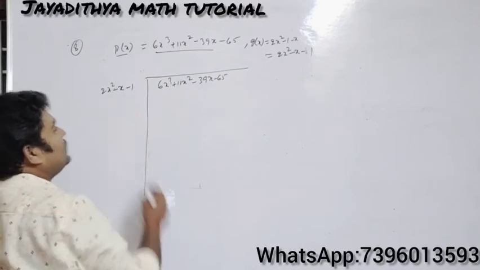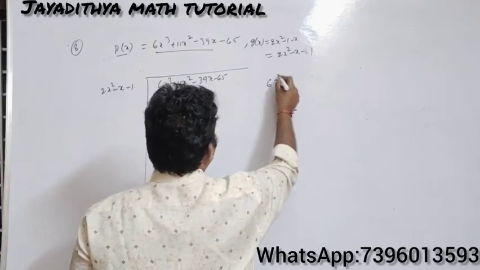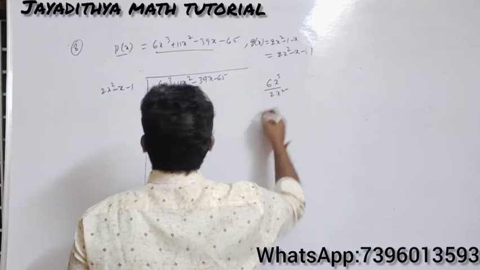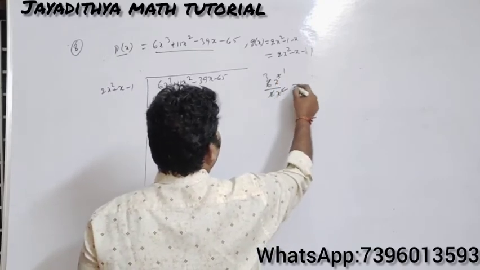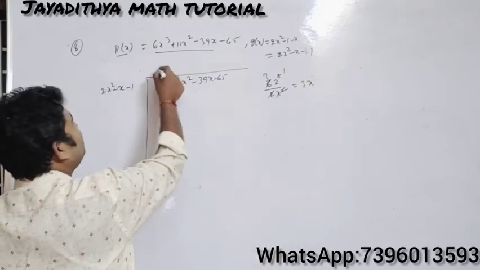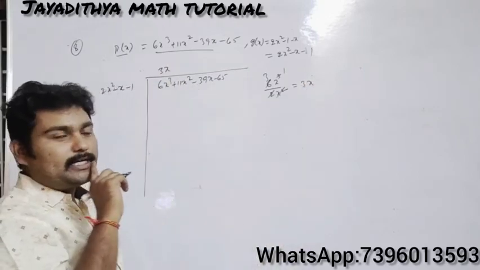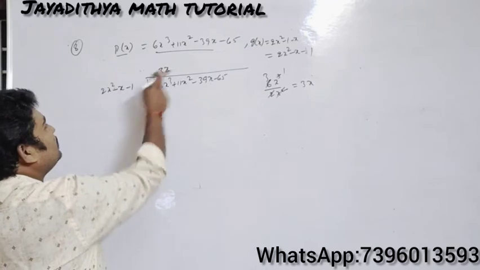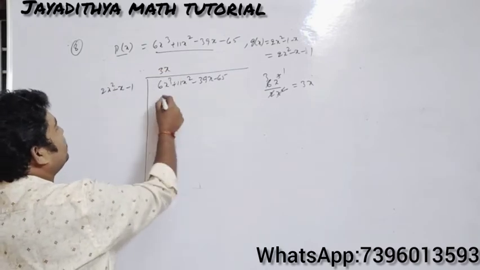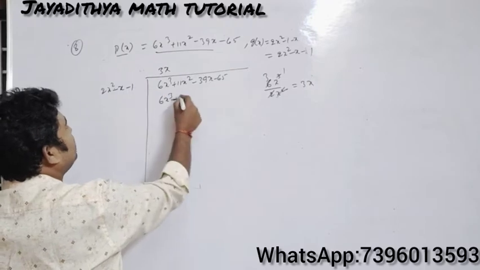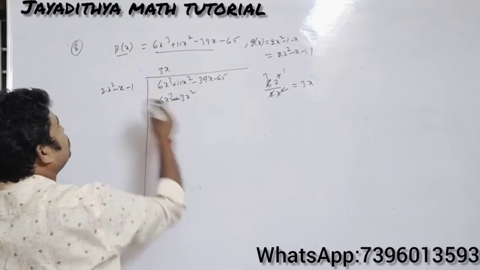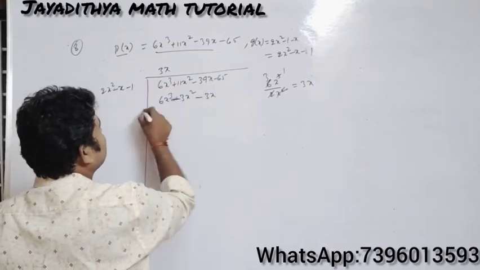This is 6x³ and 2x² now. So first you divide 6x³ by 2x². 2 ones are 2, 3 is 3, x² into x is x³, and it will be 1. So this is 3x. Write 3x on the top, in the quotient. Now you multiply each and every term with 3x. 3x into 2x² is 6x³, 3x into −x is −3x², and 3x into −1 is −3x.